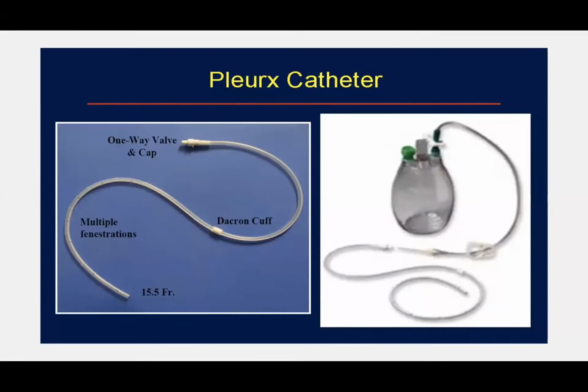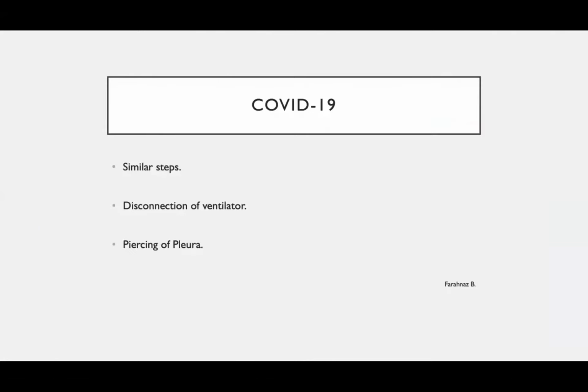This is another method, but it's not our talk today. This is a Pleurix catheter that you can use for patients with chronic pleural effusions. It can help you discharge the patient, and it also has a one-way valve. It's the same principle as the Heimlich valve. Okay, so just a few more points. I'm about to finish now.